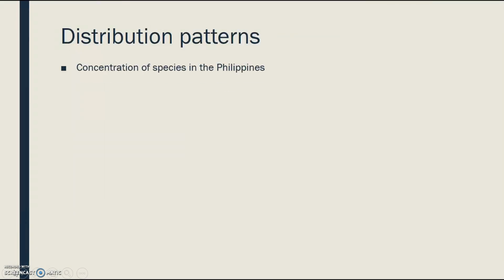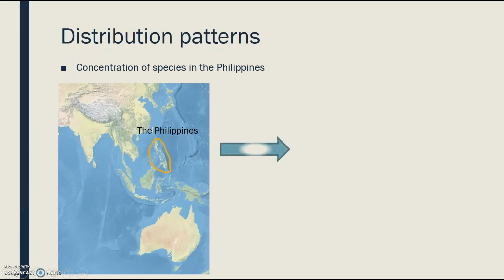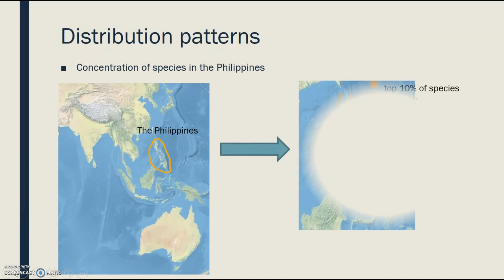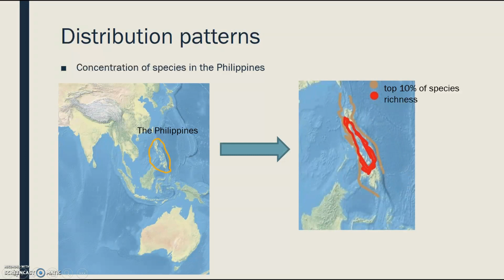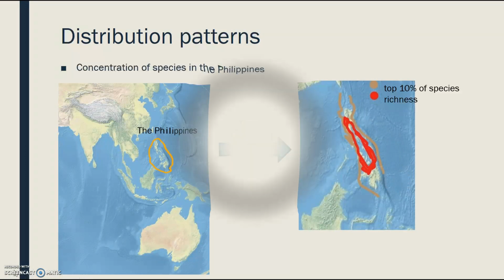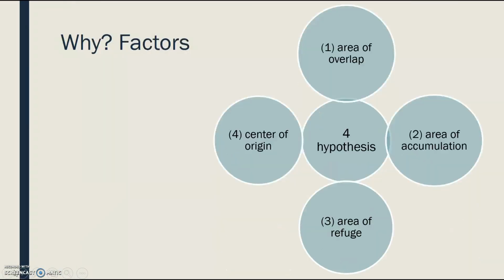So what are the distribution patterns? This is the Philippines, and they are distributed around the shaded area as shown in the map. Why does this happen? There are four hypotheses at first, which are area of overlap, area of accumulation, area of refuge, and center of origin. However, only the center of origin hypothesis was proven in this journal.